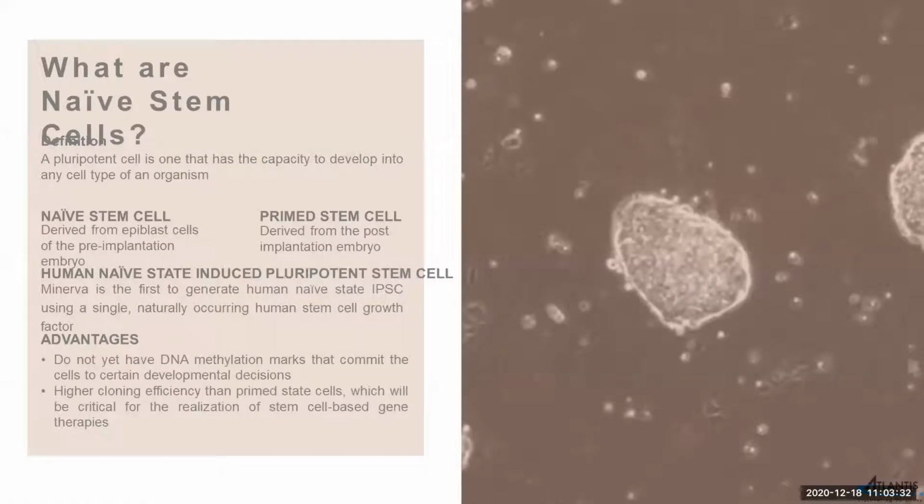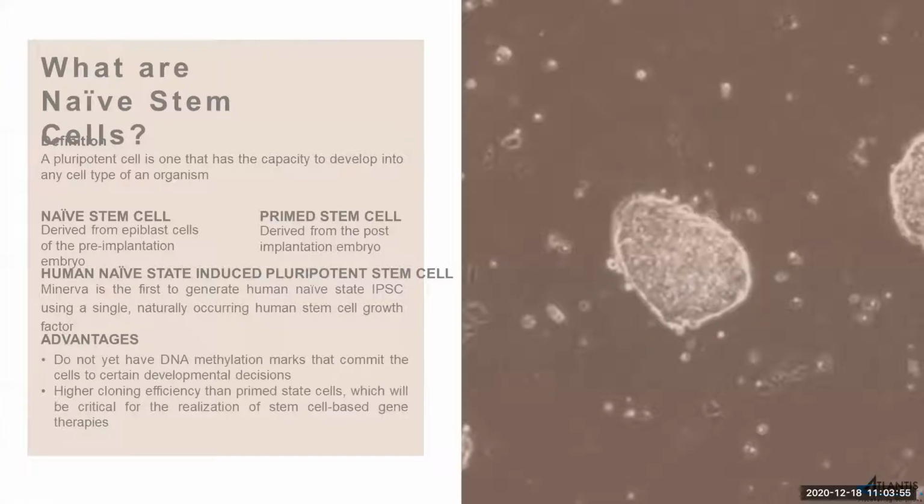So this is one of the key things I would like to emphasize. What are naive stem cells? Pluripotent stem cells basically have the capacity to develop into a cell type of any organism. However, there are two distinct stages of pluripotency: naive and primed. For the purpose of this slide, we will focus on naive.